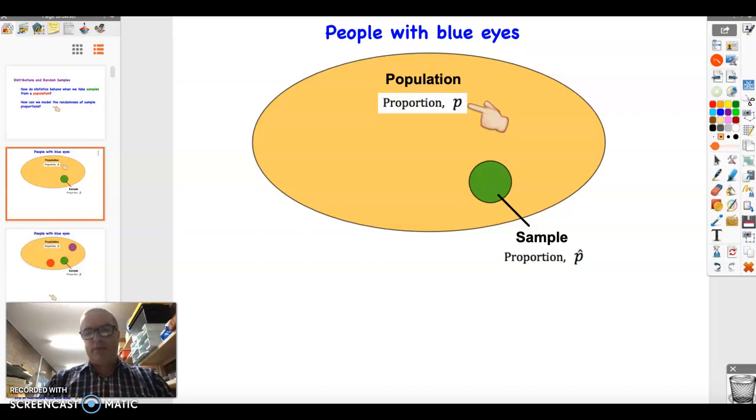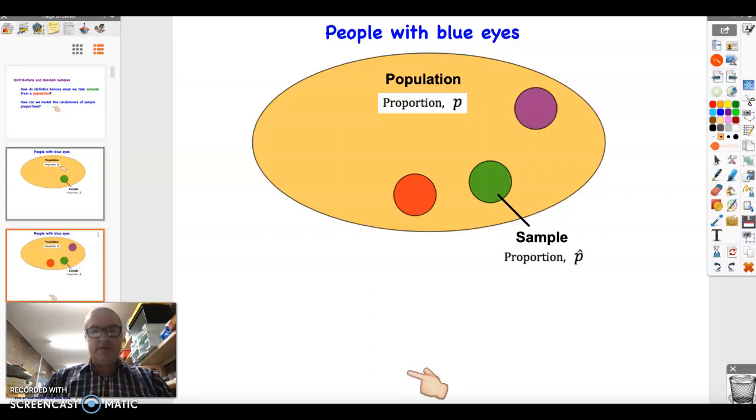Now if we take a sample, it could be something like a survey from that population, that sample would have its own proportion of people that have blue eyes. To distinguish the proportion in the sample from the proportion in the population, we use P hat. So it's P with a little hat on top. When we use that, we are representing the proportion of people with blue eyes in the sample. And when we're using P without the hat, we're referring to the proportion in the population that have blue eyes.